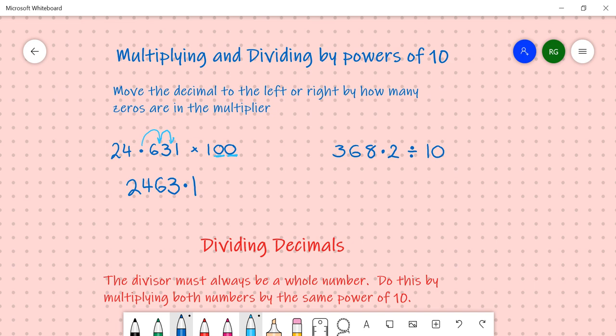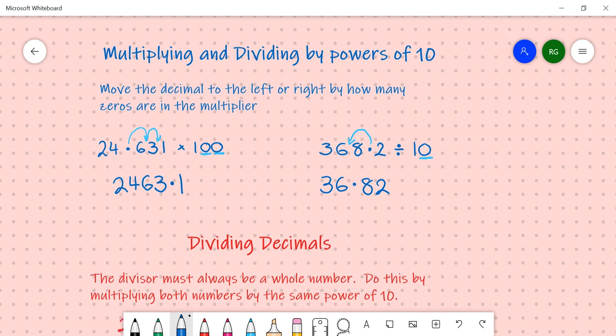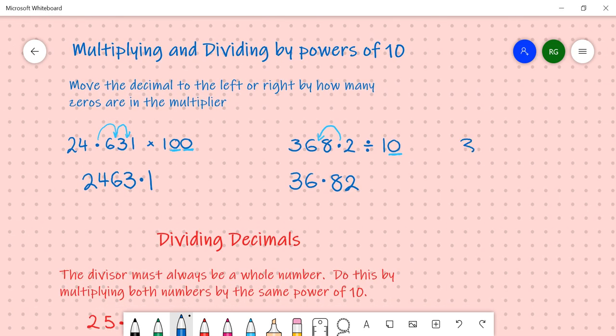Likewise, on this second question, I'm dividing by 10. I count how many zeros there are, and then this time I'm going to move it to the left because I'm actually making this number smaller. So now my new answer is 36.82.